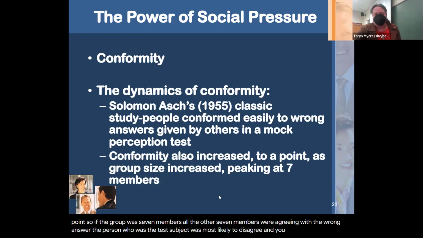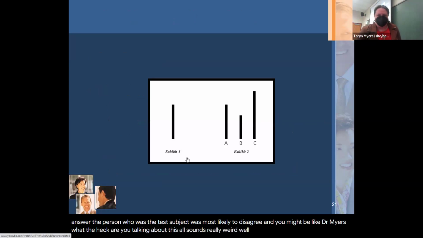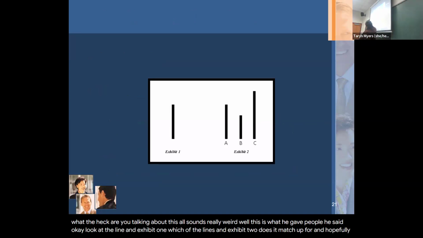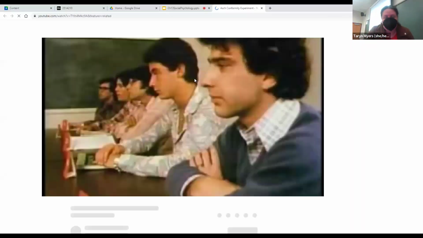And you might be like, Dr. Myers, what the heck are you talking about? This all sounds really weird. Well, this is what he gave people. He said, okay, look at the line in Exhibit 1. Which of the lines in Exhibit 2 does it match up with? And hopefully everybody in the room could look and be like, well, A, duh, right? They were always this obvious. But I have a video that shows you sort of what happened.